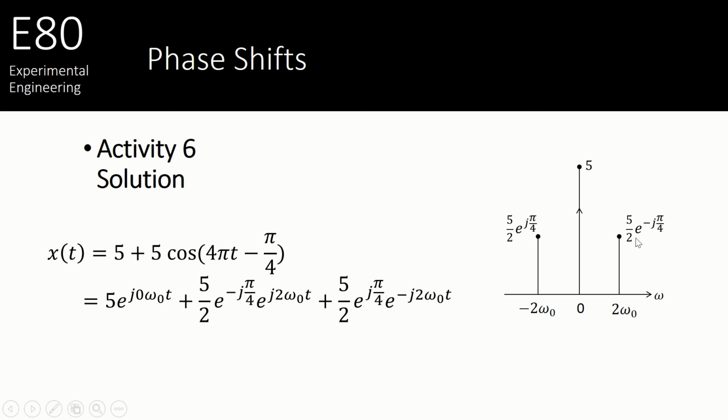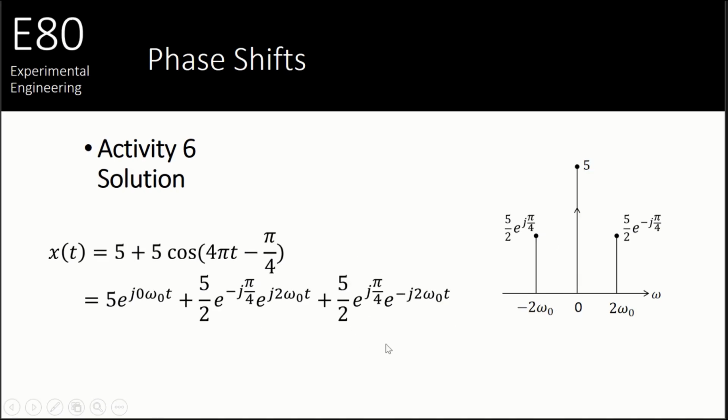Each of them has an amplitude, and it looks like it's complex because there's that phase shift of negative pi over 4. So there's the amplitude corresponding to the 2 omega naught, this amplitude, and another amplitude, which is complex, corresponding to the frequency of negative 2 omega naught, right over here.